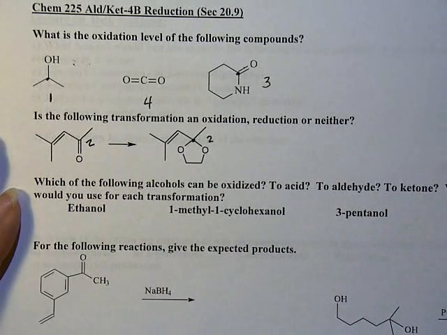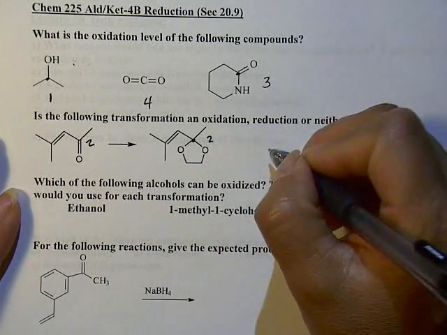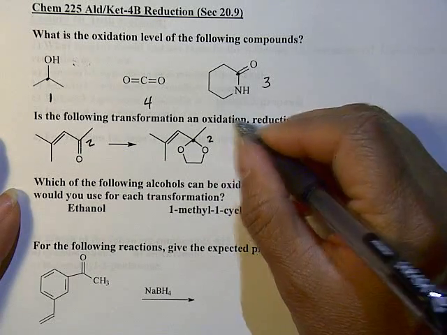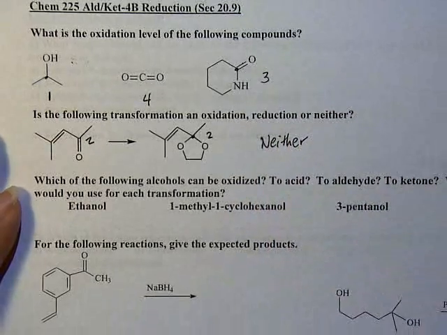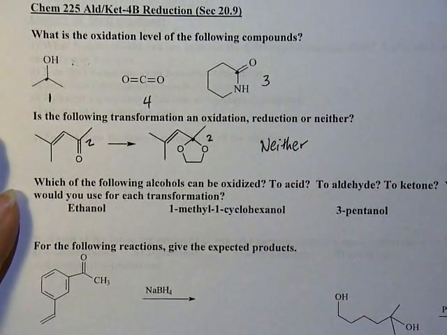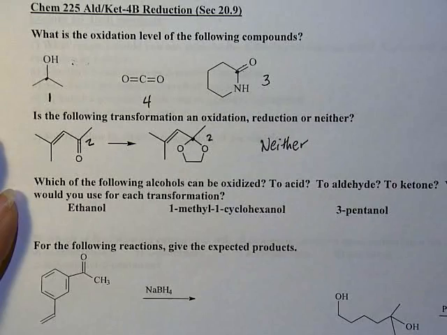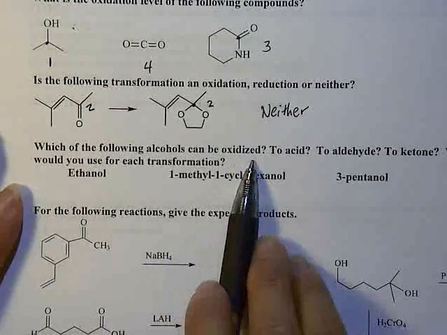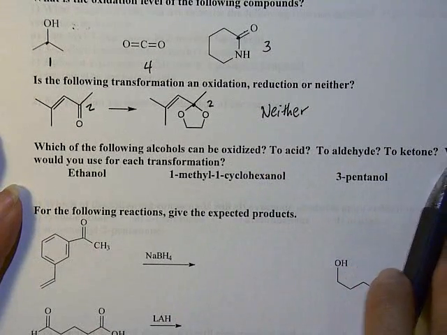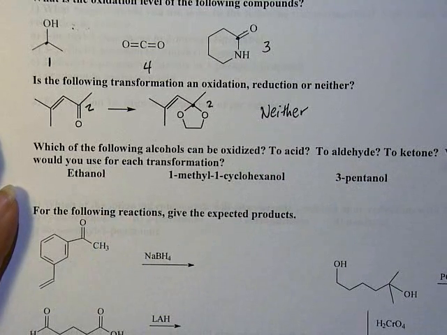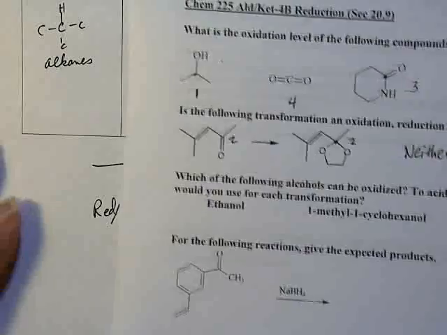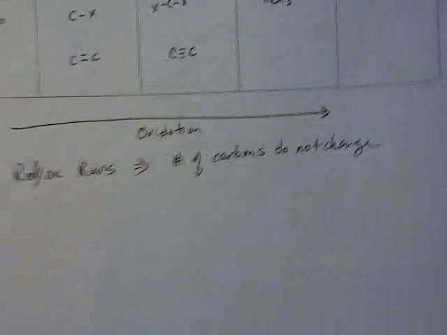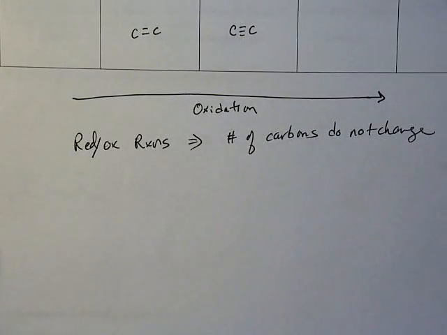So this is telling you that this is neither an oxidation nor a reduction. So you would need some different reagent, not an oxidizing agent or reducing agent, to do this transformation. Which of the following alcohols can be oxidized to acid, aldehyde, or ketone? This should be a review for you from Chem 114. So that's an oxidation question. Let me just briefly go over that, and then we'll go right to the reduction.